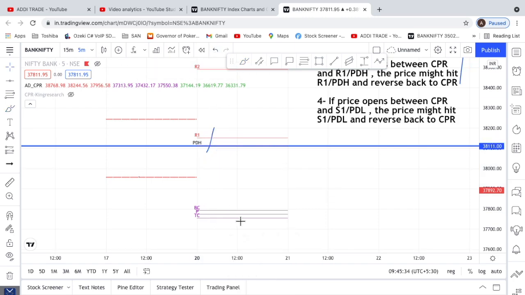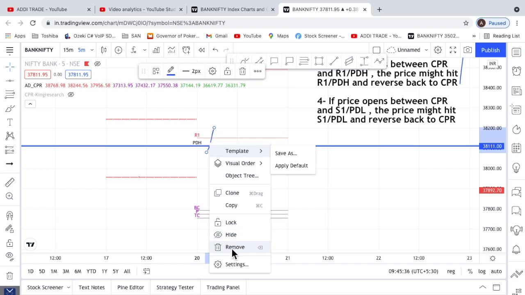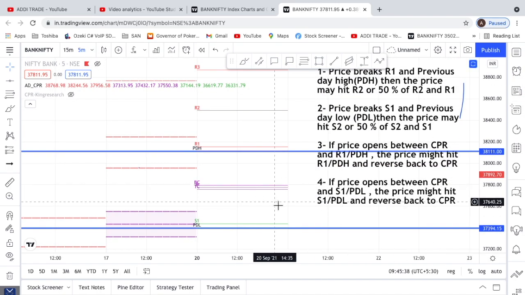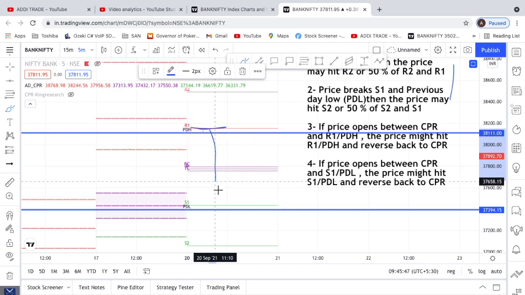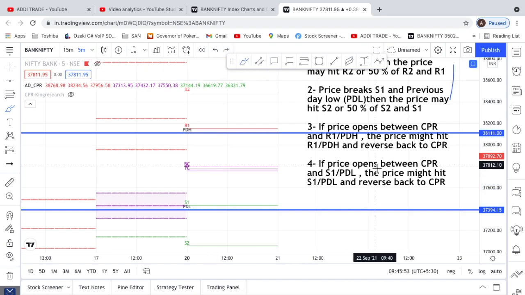And again, if we take a short position like buy puts or sell futures, the stop loss will be the R1. And there are days when from R1 it will even reverse back to S2. Not every day, but on a few days it does happen. I'll show you the examples. And the last point is nothing but the reverse of this third point. If the price opens between CPR and S1 or previous day low, then the price might hit S1 or previous day low and reverse back to CPR.